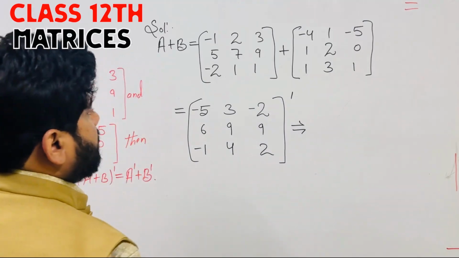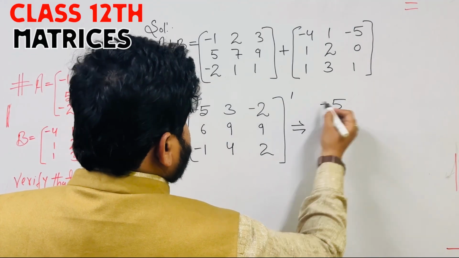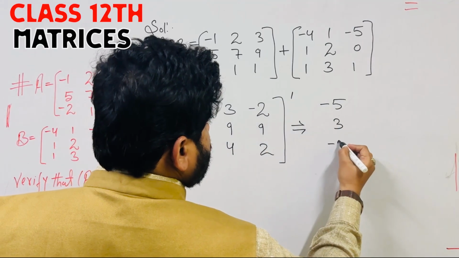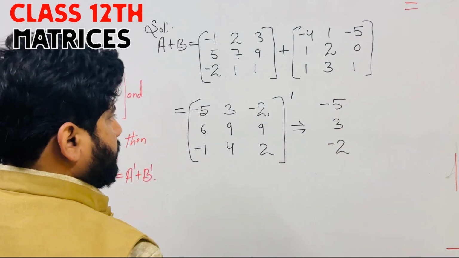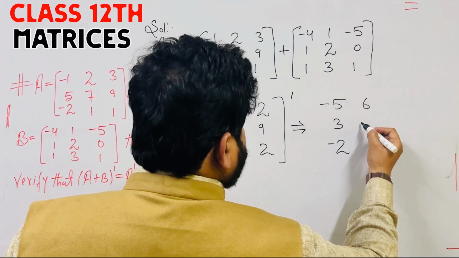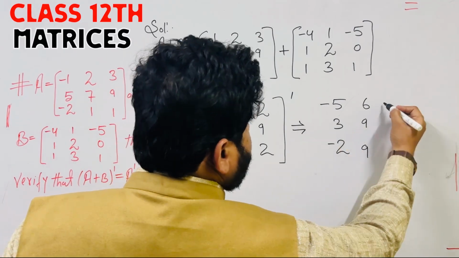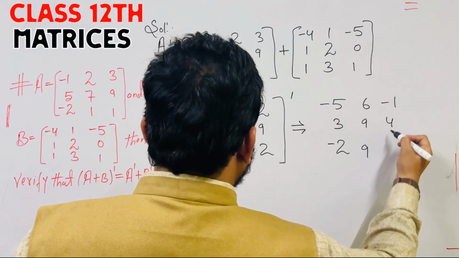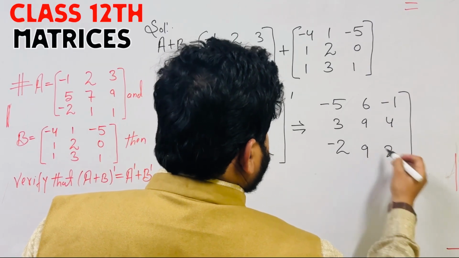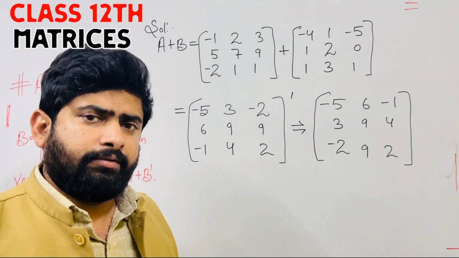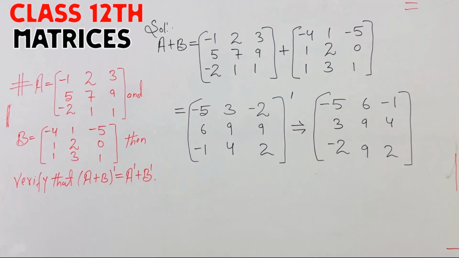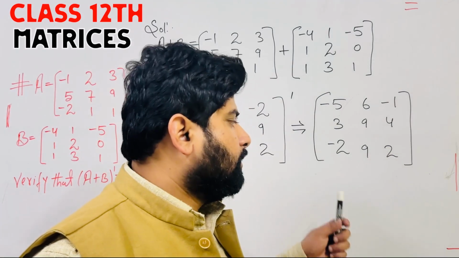Now we can write this minus 5, 3, minus 2. Now we have to change this first row into a column. Now 6, 9, 9 and minus 1, 4, 2. This is the transpose of A plus B. Now the transpose of A and the transpose of B, then we have to verify this. Okay, note down.